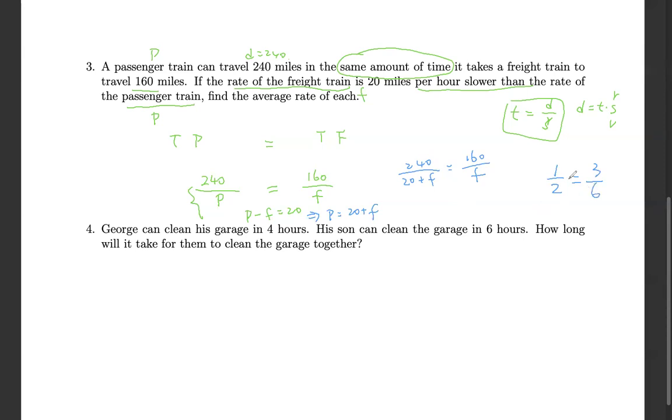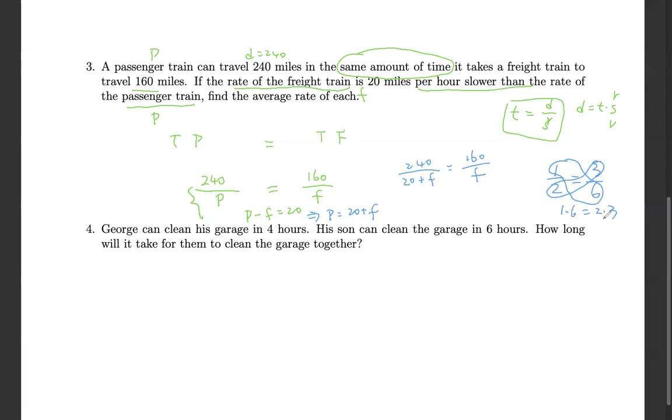Let's see this. So I have 1 over 2 equals 3 over 6. We all know this is true, right? But if I ask you to prove this true, what do you do? You do 1 times 6. 1 times 6 equals 2 times 3. This is called a cross multiplication.